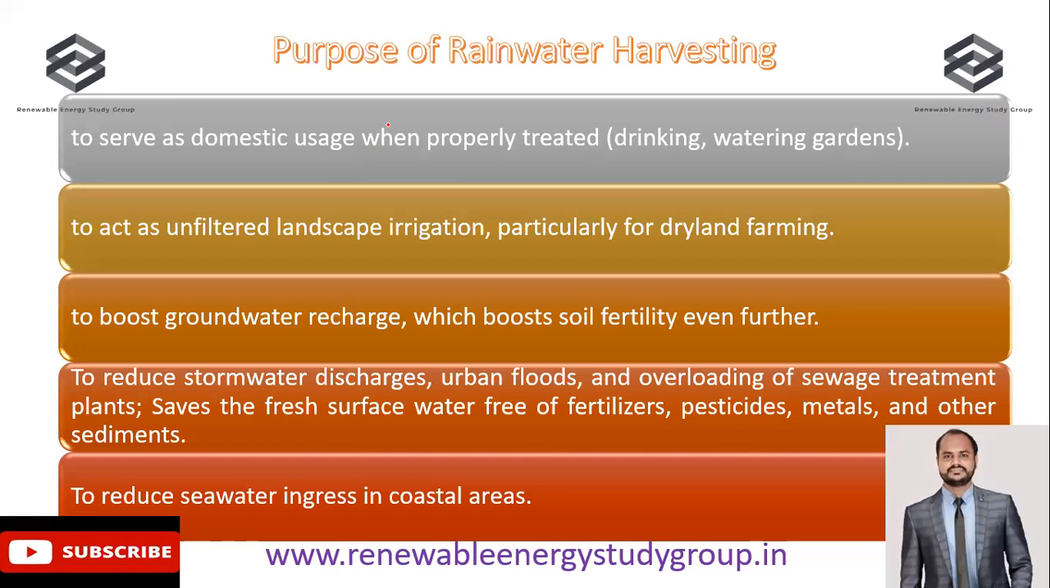Whenever we talk about the purpose of rainwater harvesting, there are multiple purposes for which many countries are nowadays shifting towards rainwater harvesting systems. Like to serve domestic uses, such as drinking and gardening. To act as unfiltered landscape irrigation, particularly for dryland farming in most developing countries, we can go for landscape irrigation also. Because whenever rainfall falls in the rainy season, we can store that water in a check dam, or we can form bunds or trenches, and then utilize this water for irrigation purposes.